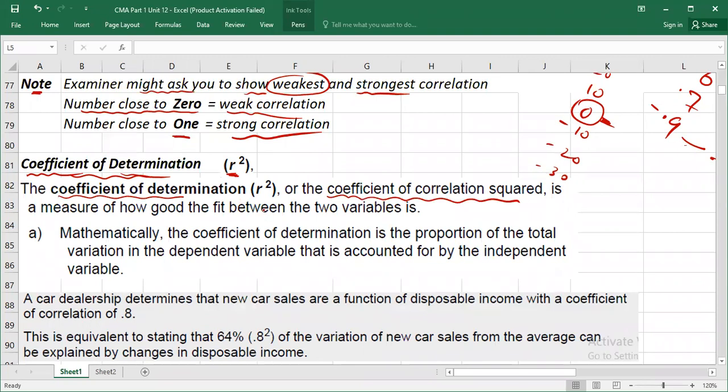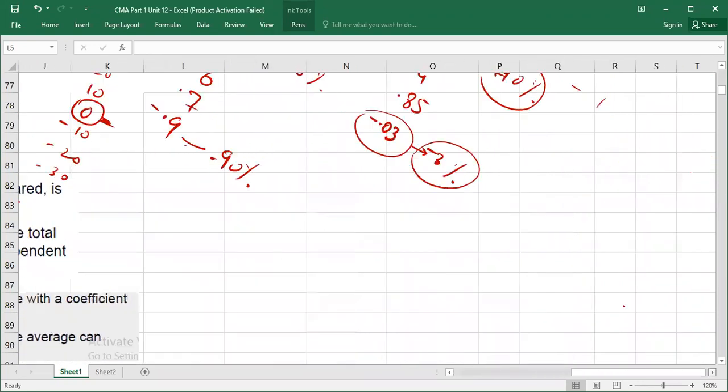Okay. So now the point is, what is the interpretation of this? So let me give you an example. For example, guys, I'm going to give you an example here.